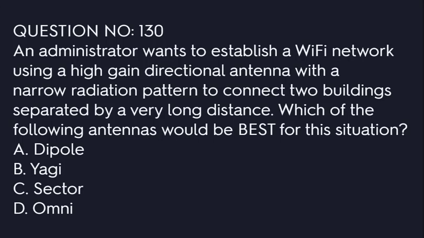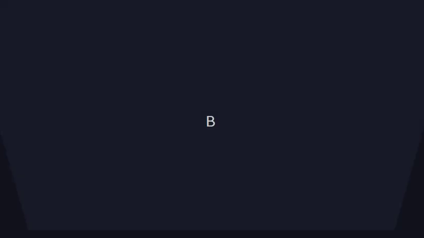Question number 130. An administrator wants to establish a Wi-Fi network using a high-gain directional antenna with a narrow radiation pattern to connect two buildings separated by a very long distance. Which of the following antennas would be best for this situation? A. Dipole, B. Yagi, C. Sector, D. Omni. B.